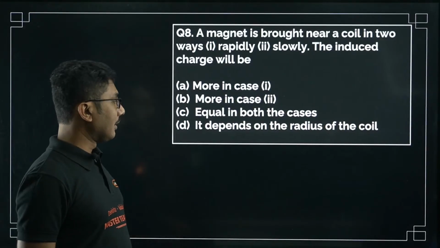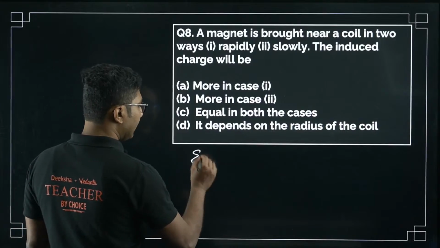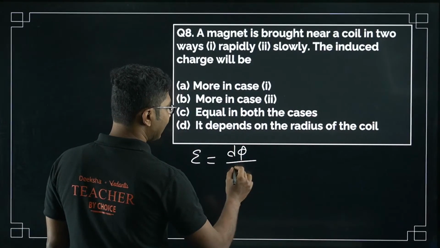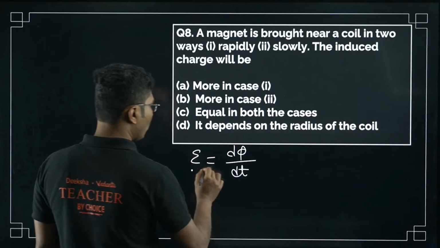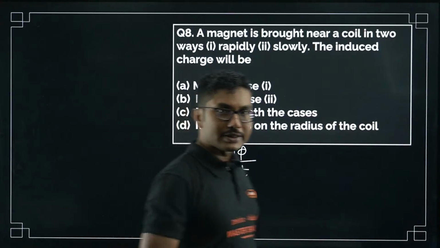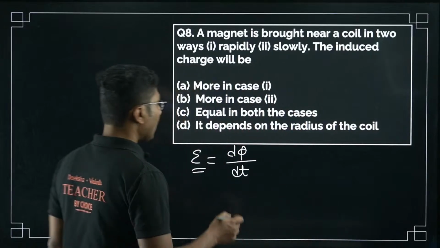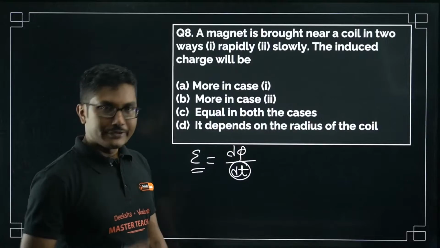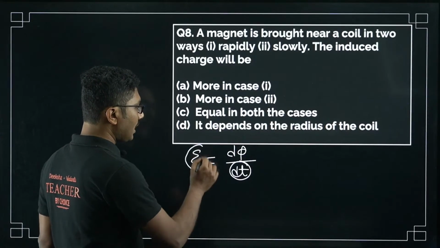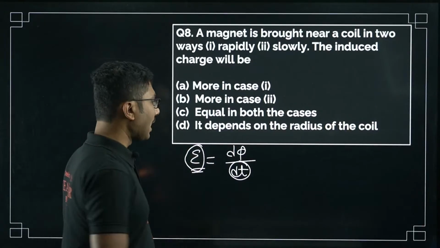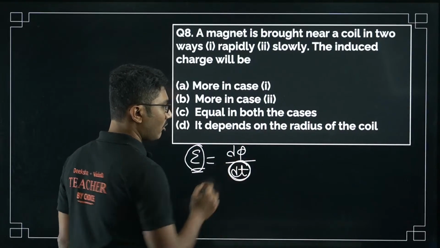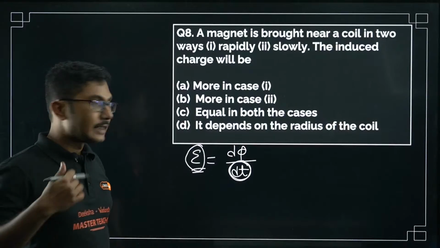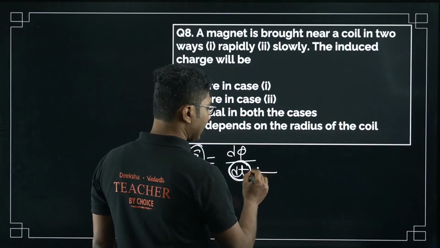Okay, so you have to remember that the induced EMF is basically the rate of change of flux linked with it, right? And the more the induced EMF, the more will be the charge, right? And you see that if dt is small, epsilon will be higher. Epsilon will be higher in case dt is small, right? So in this case, rapidly means dt is smaller for the rapid case, right?